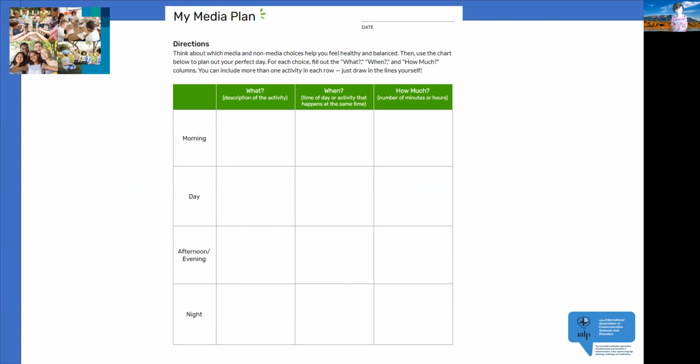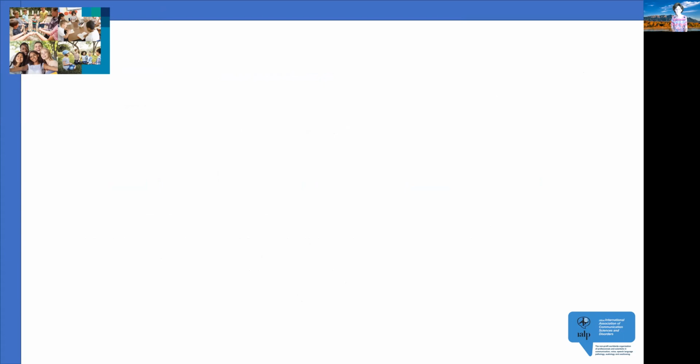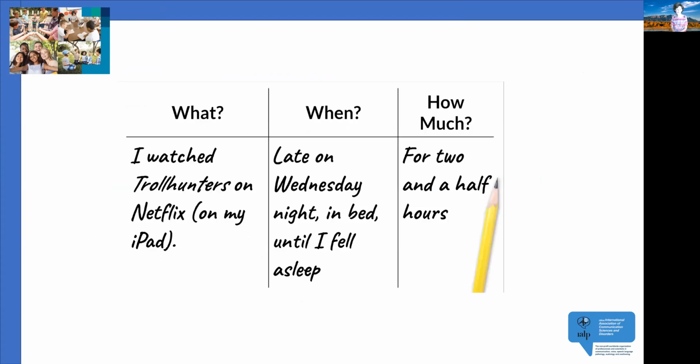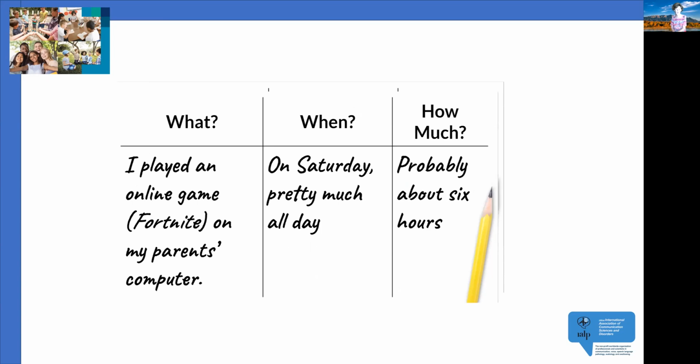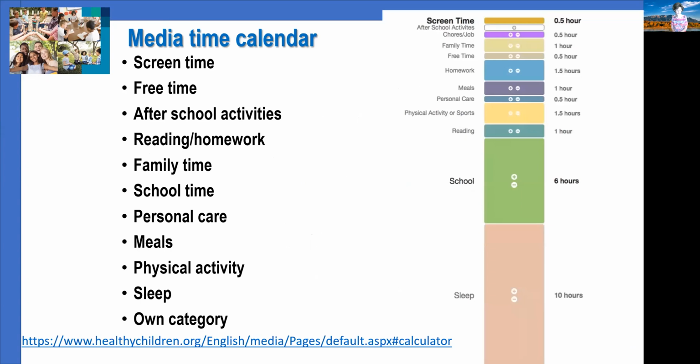commonsense.org suggests you have students take a couple days and fill out this kind of chart. I watched Troll Hunters on Netflix on my iPad late Wednesday night in bed until I fell asleep for about 2.5 hours. Or I played Fortnite on my parents' computer on Saturday, pretty much all day, probably about 6 hours. Often students are not aware of how much time they're online.